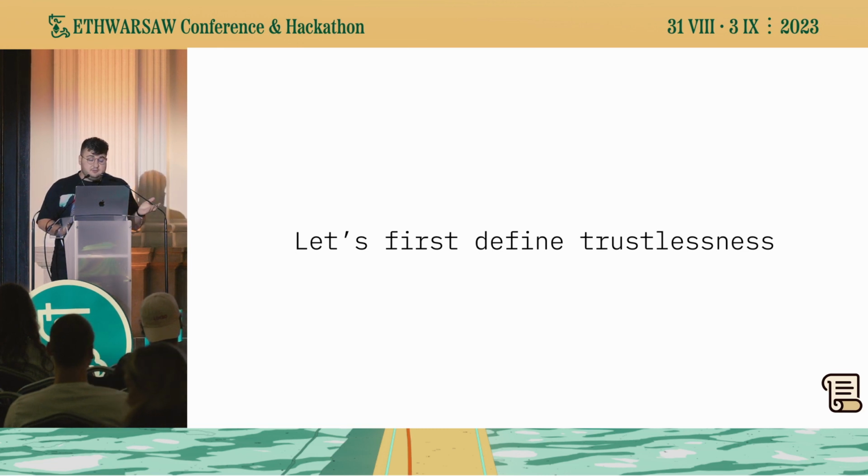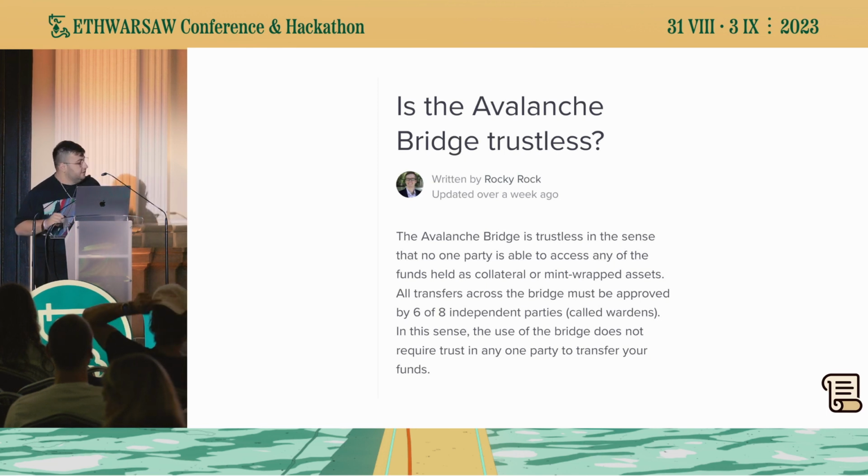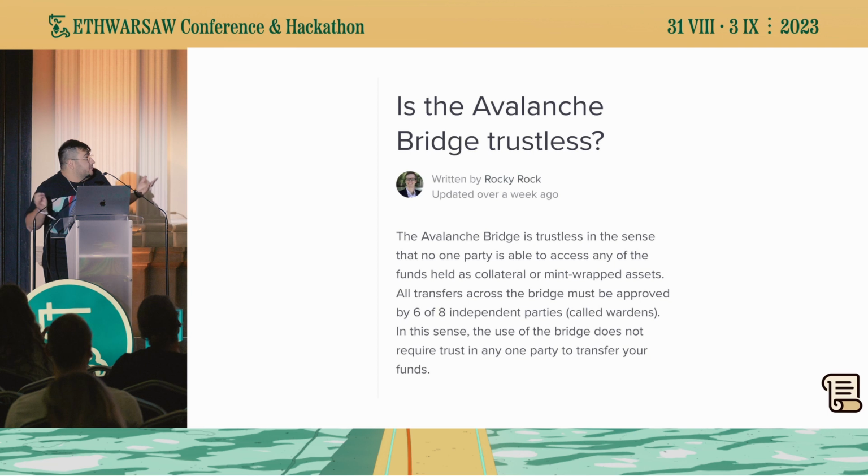But let's not use the definition that Avalanche uses because they already deleted this definition after I called them out. But let's just read this beauty because it's beautiful. The Avalanche bridge is trustless in the sense that no party is able to access any of the funds held as collateral or mint-wrapped assets. All transfers across the bridge must be approved by 6 out of 8 independent parties. Blah, blah, blah. Beautiful. Doesn't really make sense, but sounds great.